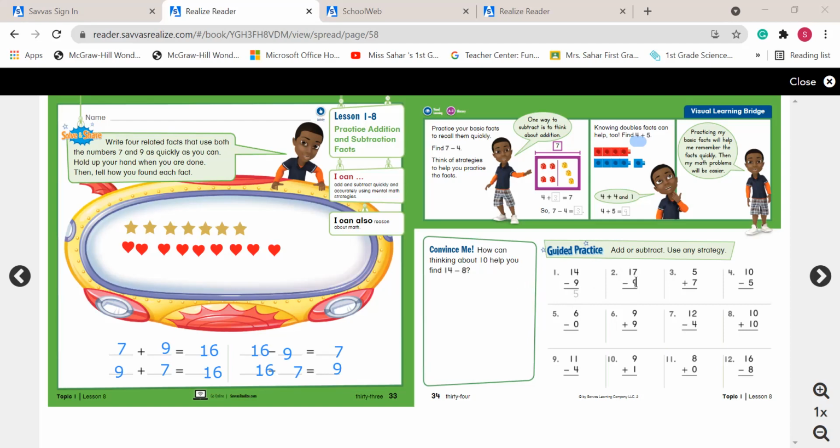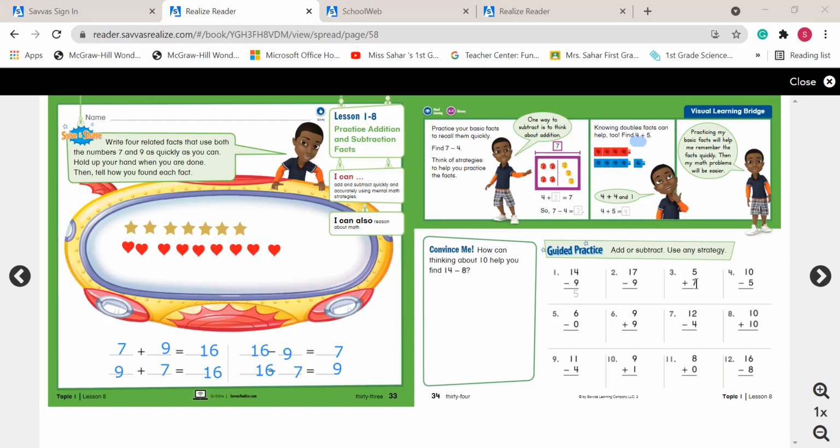We can say, for example, the doubles or near doubles. So you can say 9 plus 9. I know double 9 is 18, but one of them is less by 1. So it's going to be 9 plus 8. Now number 3, 5 plus 7. So 5 plus 7.